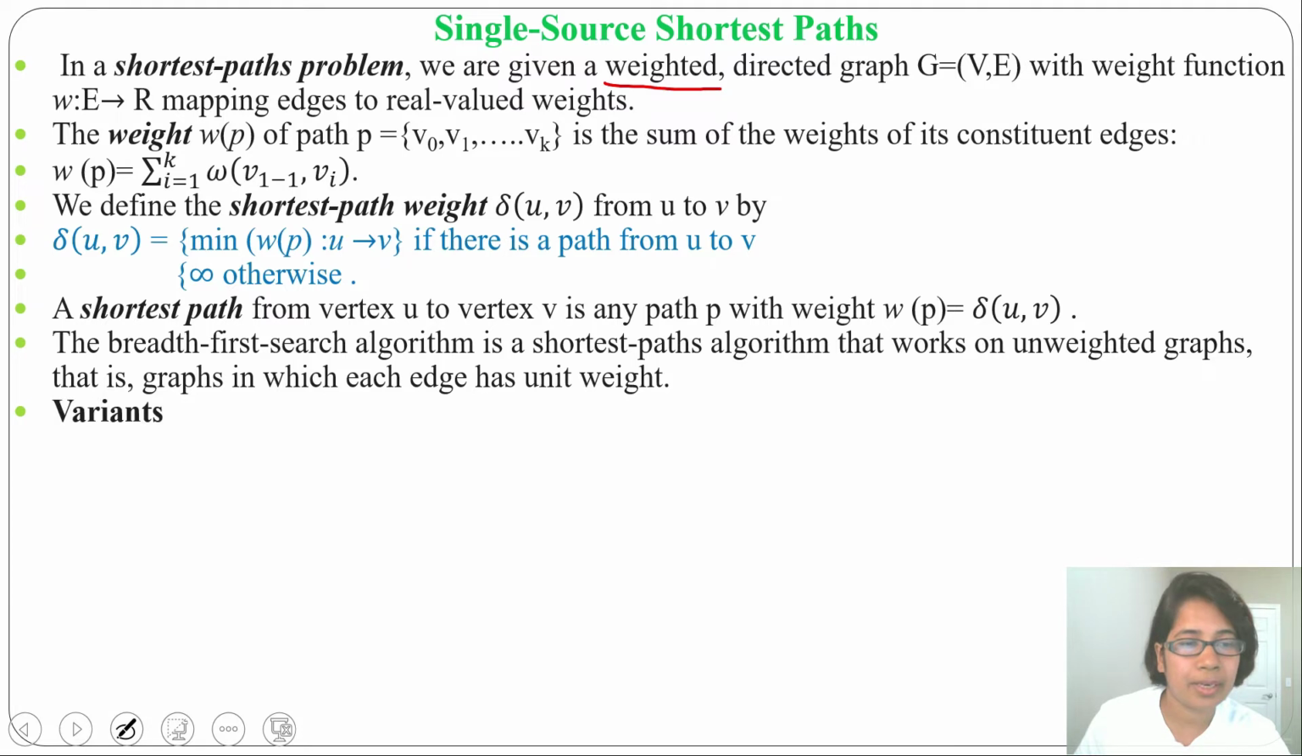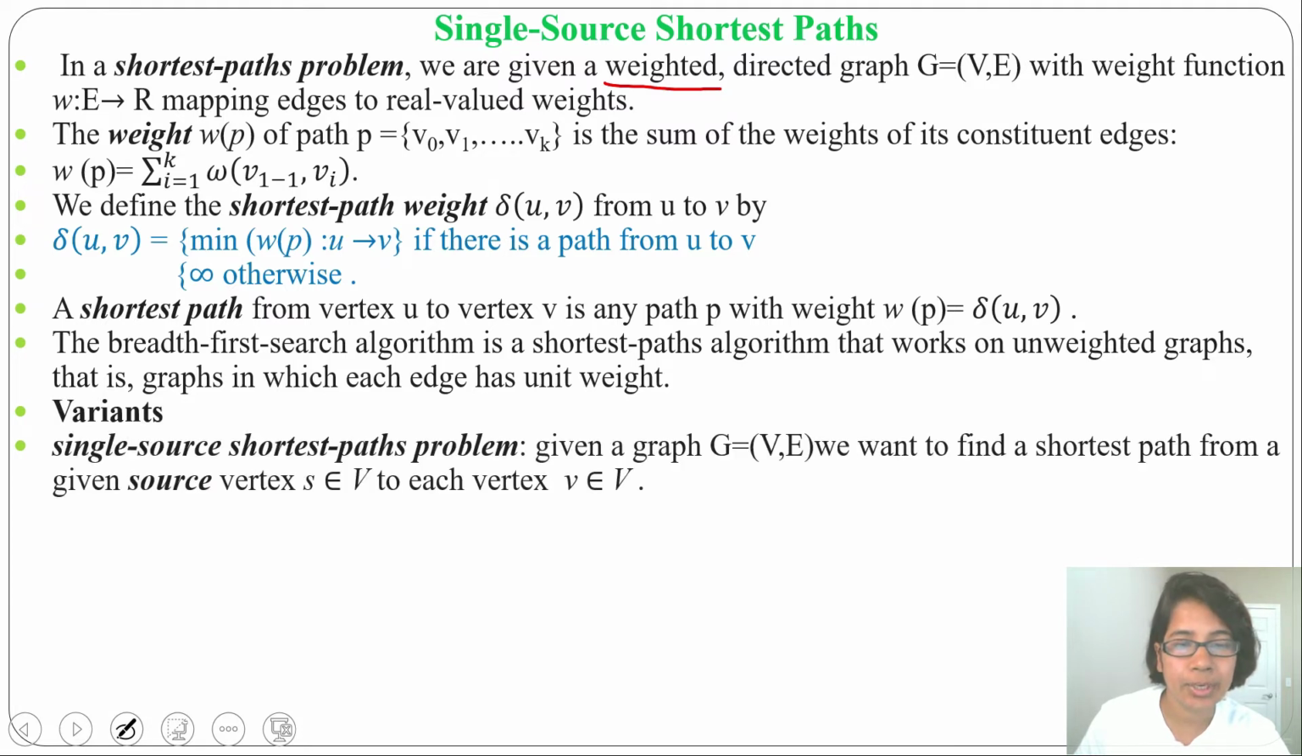There are some variants. First, the single source shortest path problem. Given a graph G equals (V, E), we want to find the shortest path from a single source s belongs to V to each vertex v belongs to V. So the uppercase V is for the set of vertices, or all vertices of the graph. The small v is for a single vertex.